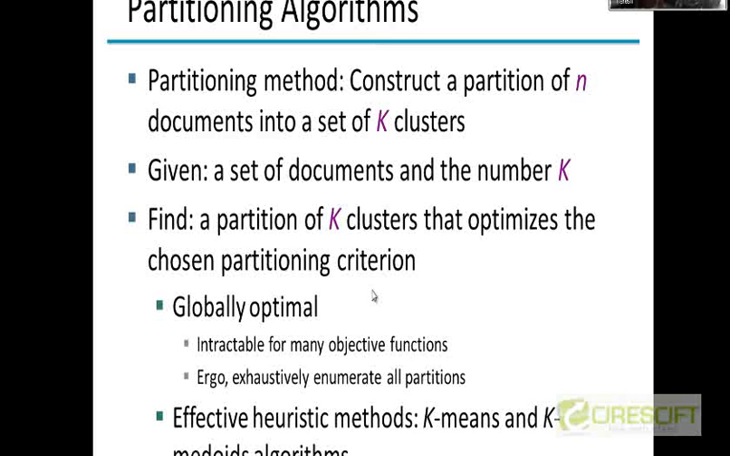So if we have k clusters, we can define what G is. G will be the sum of the squared distances between every document and the centroid of the cluster to which that document belongs. And the globally optimal clustering will be that particular partitioning of the documents into these k clusters for which the value of G is minimum.